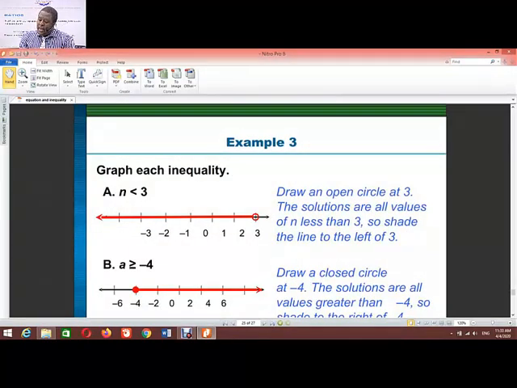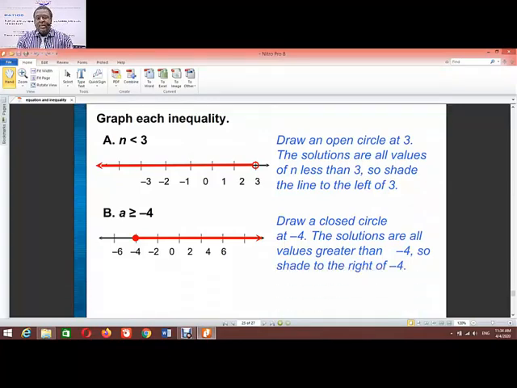Now we have another example here. We are going to graph this inequality: n is less than 3. Only less. Because it is less than 3, we start from 3 with an open circle, going to negative infinity. And the second one, a is greater or equal to negative 4. So from negative 4 we close the circle, going to positive infinity.